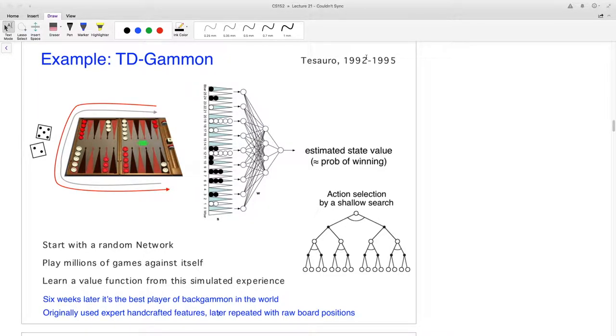This value estimation was learned. It started with a random network, and we start by playing against itself. So I'm going to play backgammon against myself on the other side. And to begin with, they play really, really poorly, right? But eventually the game ends, and then one of them gets a reward, and we use that to update these values. And then we do that more and more and more. One nice thing about playing against yourself is you're pretty evenly matched. Otherwise it is difficult to learn.